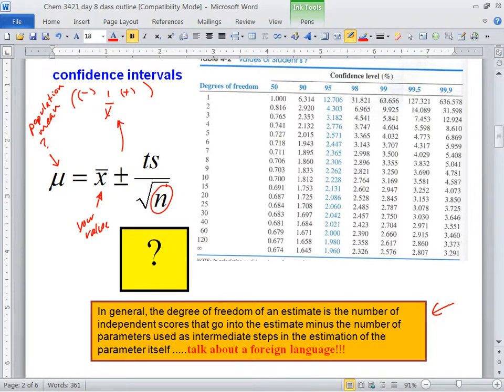So follow this. In general, the degree of freedom of an estimate, so this is an estimate, right? We're trying to make an estimate here. The degree of freedom of an estimate is the number of independent scores that go into the estimate minus the number of parameters used as intermediate steps in the estimation of the parameter itself. Now, if you read that really slowly and carefully, it might make a little bit of sense to you.